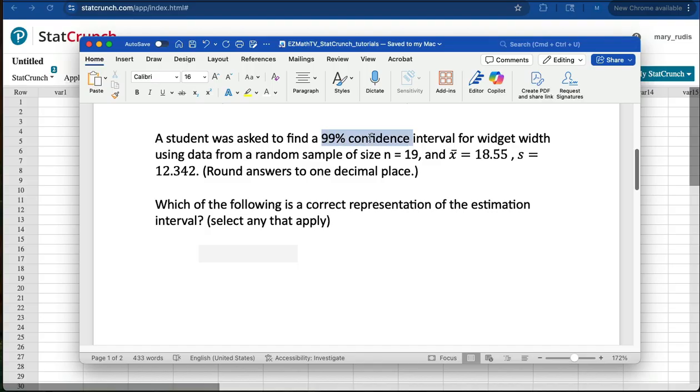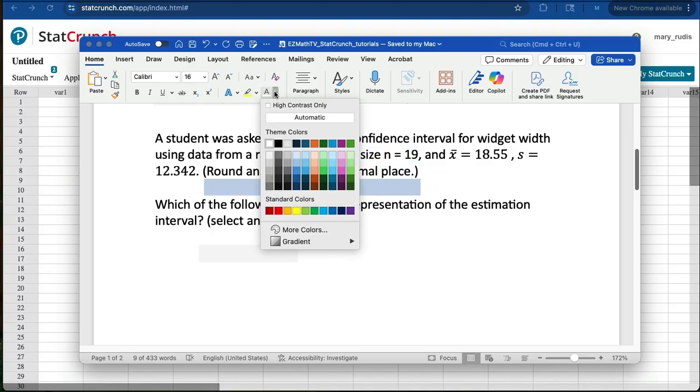So our goal, always keep an eye on the goal. Write that down at the beginning of the question so that you know where to proceed. Our goal is to find a 99% confidence interval, and we have a sample size that is smaller than 30. So regardless of whether the population is normally distributed or not, we know we're going to be using the t statistic.